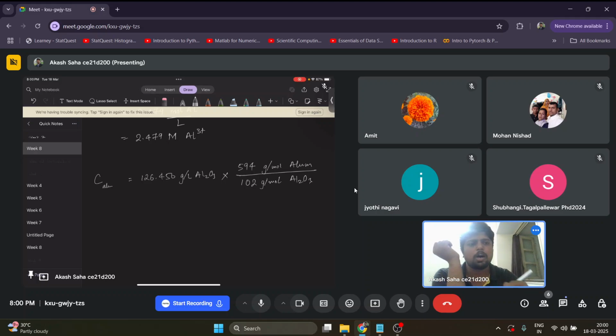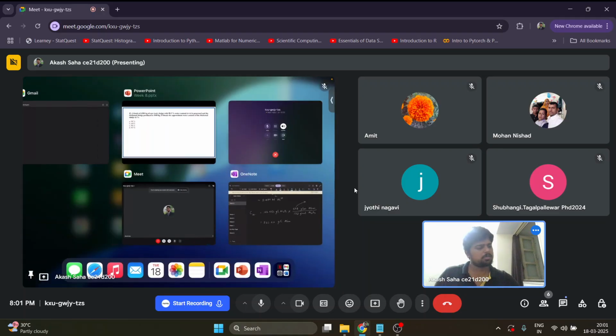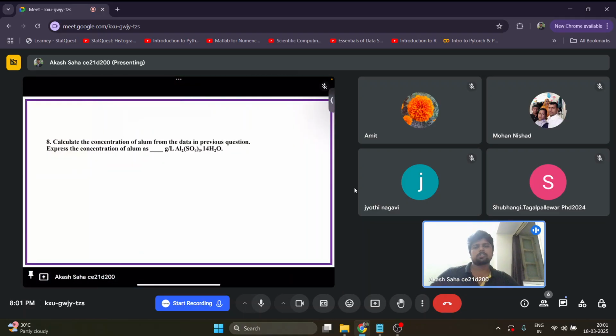Simple, the same way we used to change in equivalent weight. So it will be 736.42 gram per liter of alum. In terms of alum, this is 736.42 gram per liter as alum. One step answer. So this is the weight, whatever was the question. Yeah, Al2(SO4)3 dot 14H2O, and 102 was the weight for Al2O3.